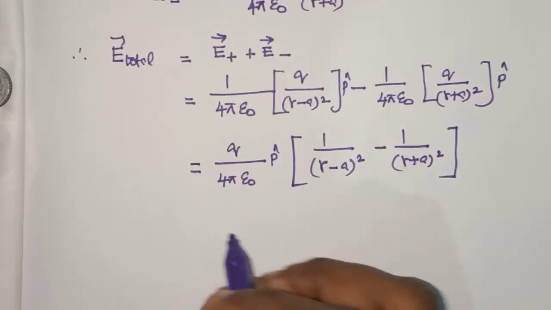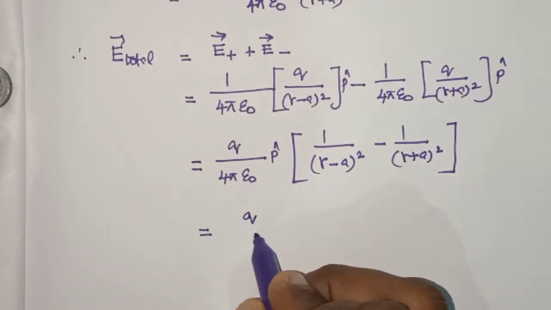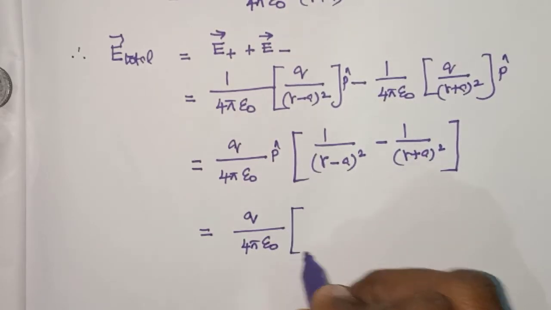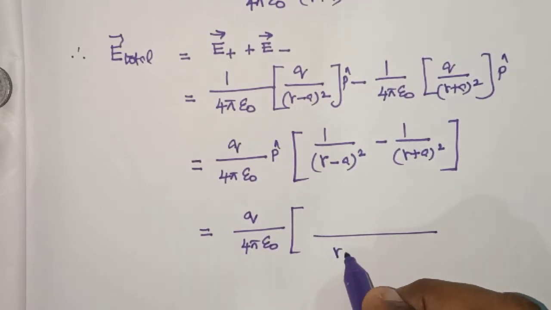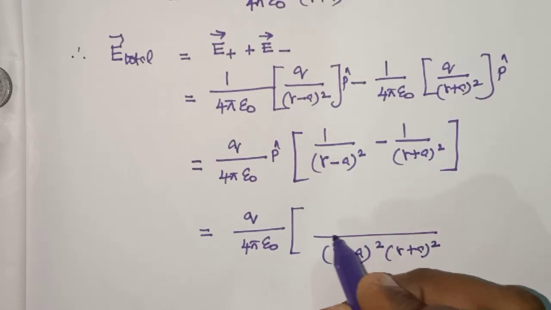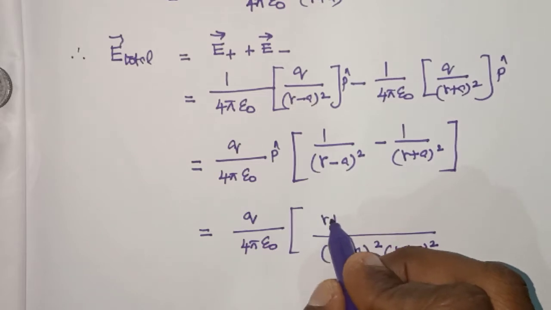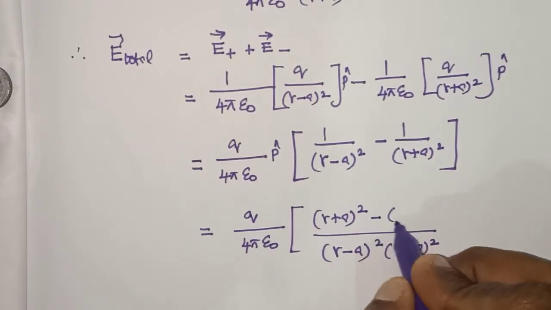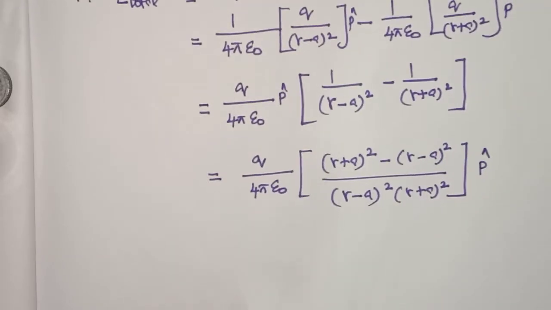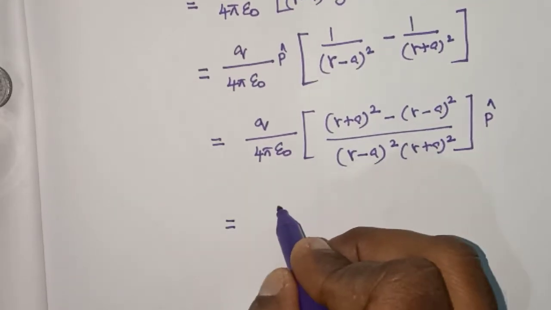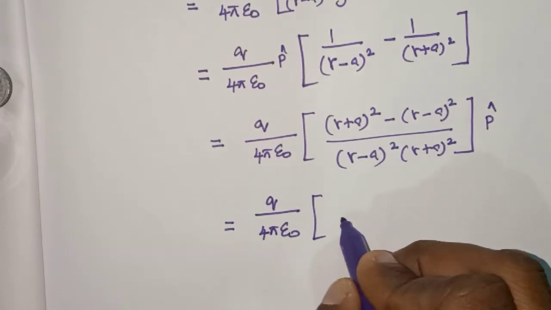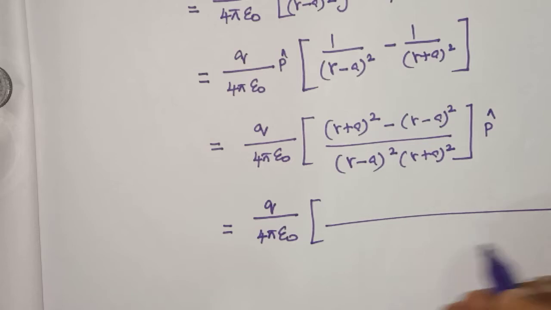Okay, so I am going to write Q by 4 pi epsilon naught, taking the LCM here: R minus A whole square, R plus A whole square. In the numerator, R plus A whole square minus R minus A whole square, into unit vector P. Multiplying by Q by 4 pi epsilon naught, in the denominator, what is the denominator value?